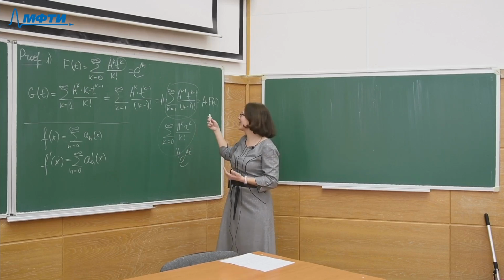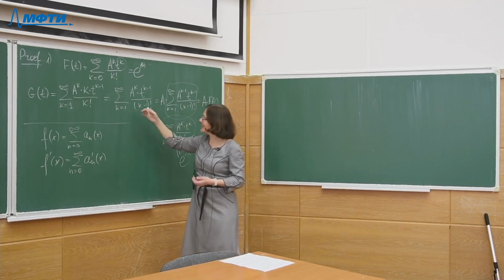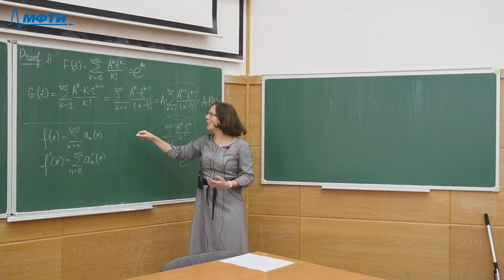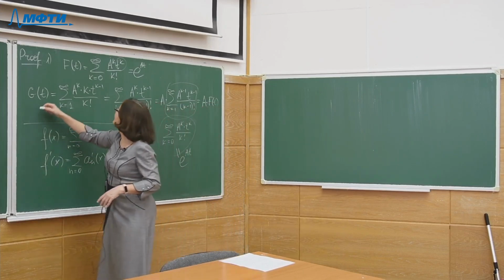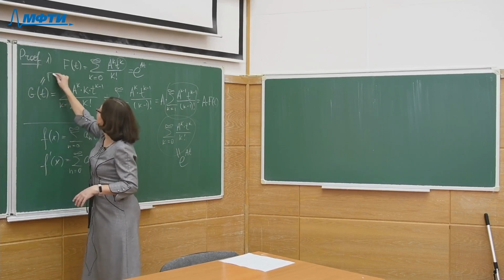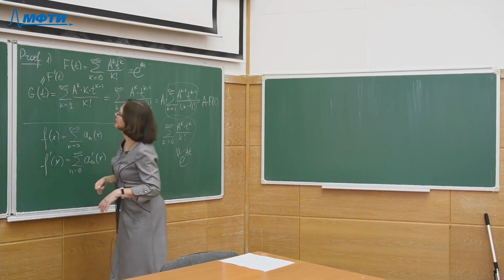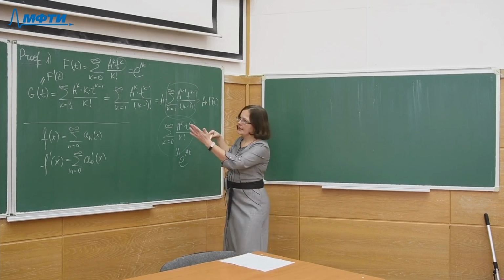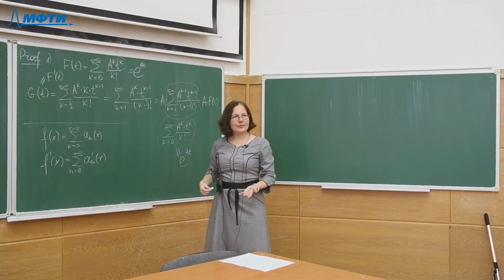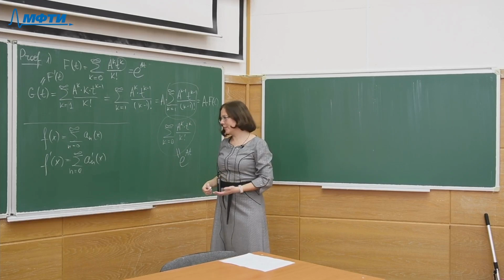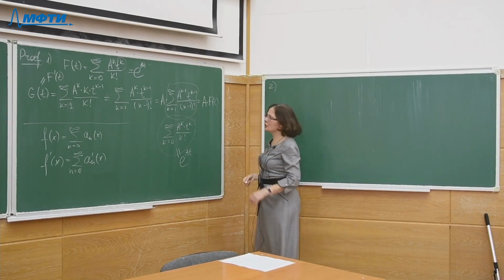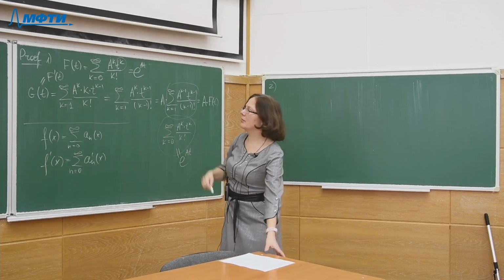So since this series converges absolutely and locally uniformly, g of t is equal to F prime of t. So this is true, and statement number 1 is proved. Well, let's go further. Let's discuss statement number 2.